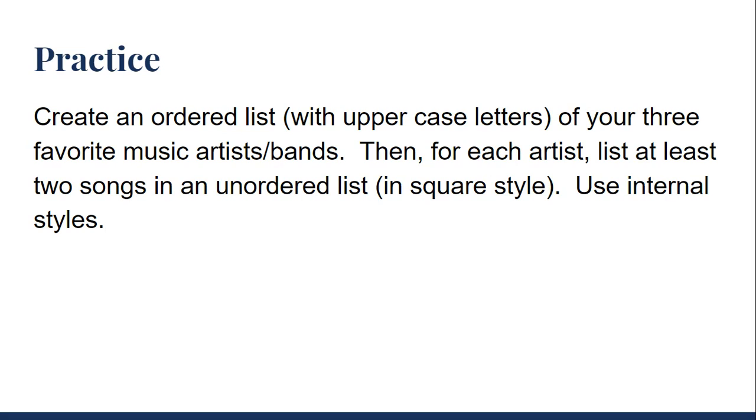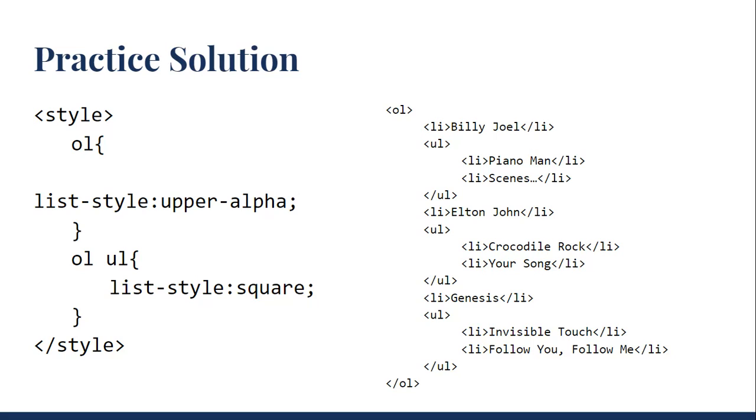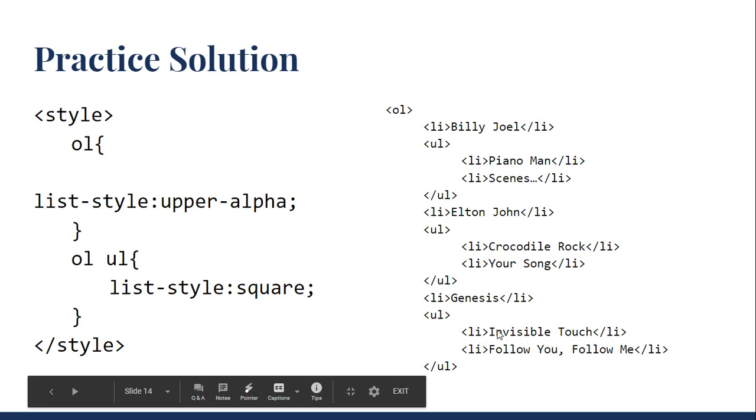Okay, we're going to go on and look at the answer or the solution here now. On the left-hand side, you're seeing the style. I want the OL to be list-style upper-alpha, and then I want any ULs inside of an OL to be list-style square. On the right-hand side, you'll see the HTML. So I started with my OL and I listed Billy Joel, Elton John, and Genesis. And then after each of those, I made a UL: Piano Man, Scenes from an Italian Restaurant, Crocodile Rock, Your Song, Invisible Touch, and Follow You, Follow Me.